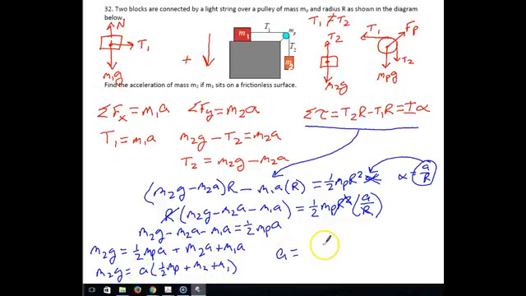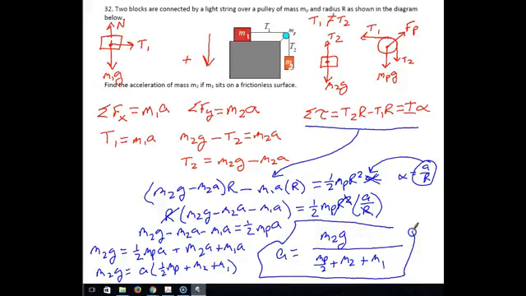If we do that, we end up with m2g on the top, and on the bottom we have mp over 2 plus m2 plus m1. And that is our final solution for number 32. And at this point, we'll stop and we'll move on to the next section in the next video.